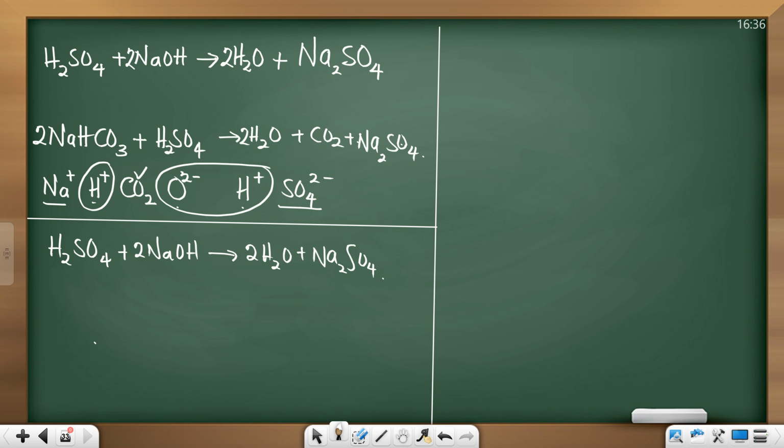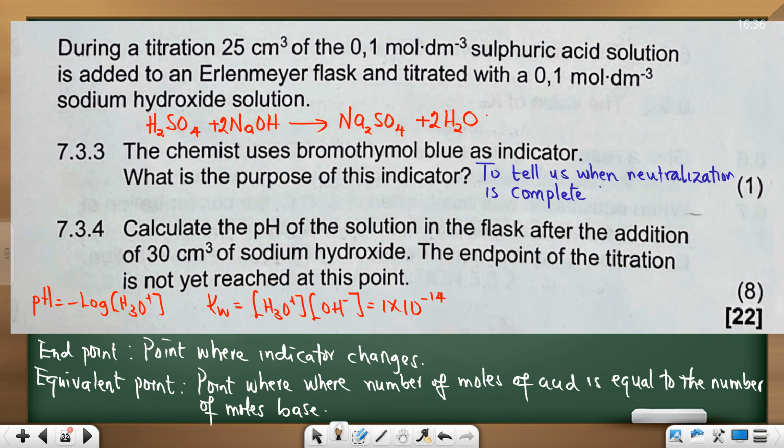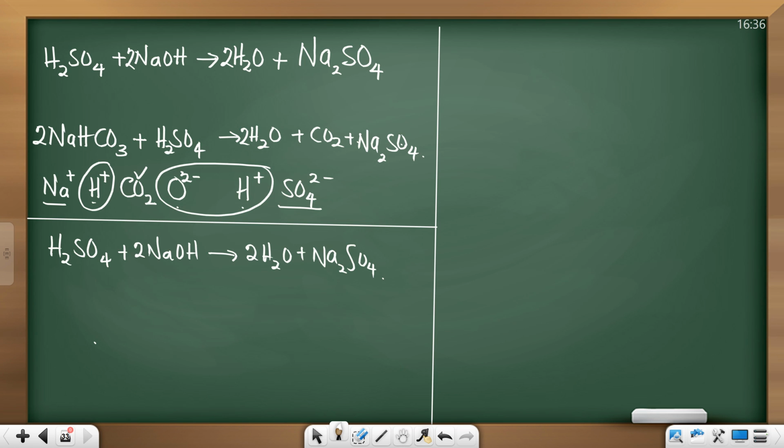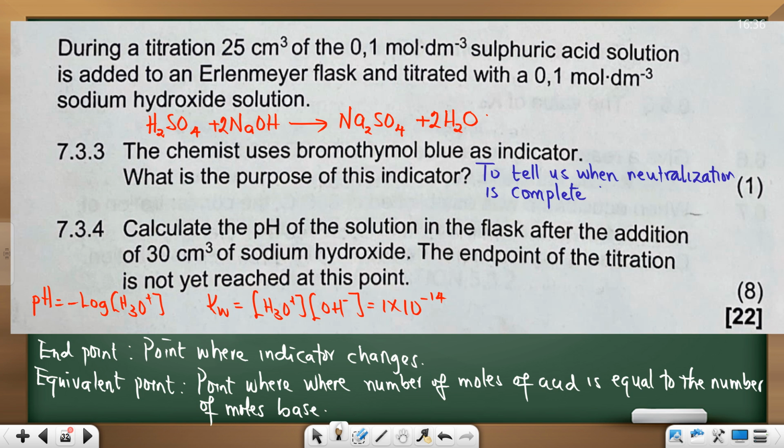Can we go back and read the question to see what's really going on again? All right. What did the examiner say? 25 cm cube of what? The sulfuric acid. This is what I like to do. Write all your information under each of the compounds. What do I know about the sulfuric acid? What is my volume? 25 what? Cubic centimeters. What is the concentration? All right. Are we okay so far?